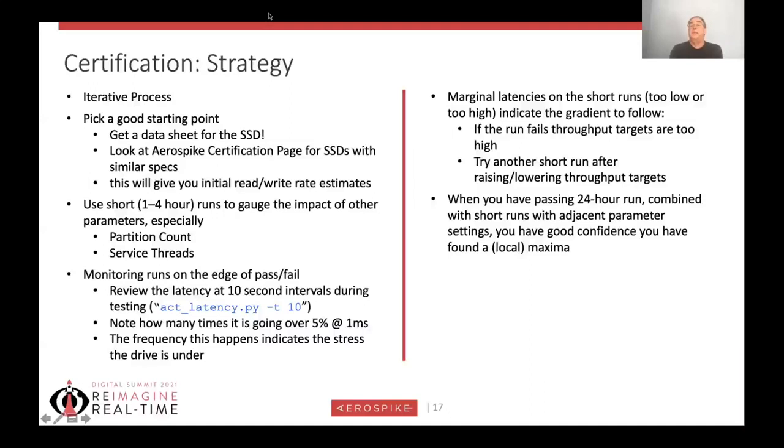And this, again, clearly, if you fail, your throughput targets were too high. And if you have a passing run, however, combine with the short runs that show you performance in the adjacent search space, then you've got pretty good confidence. You have enough data points to say this looks like a local maxima, which is what you're looking for.